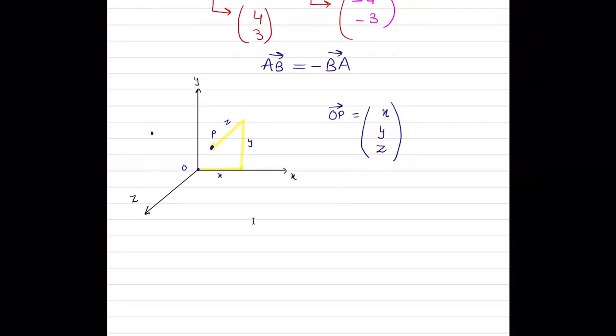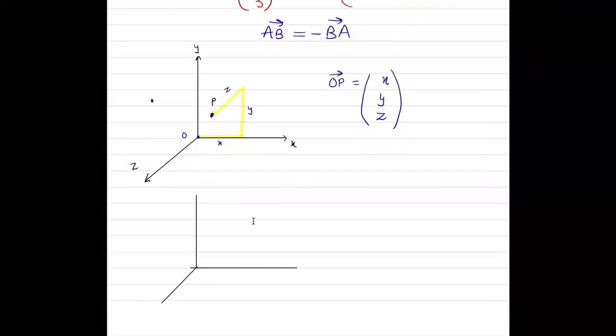Now you can also visualize this. The orientation could also be this when the x and y are down. Let's say this is x, this is y, and this is z.